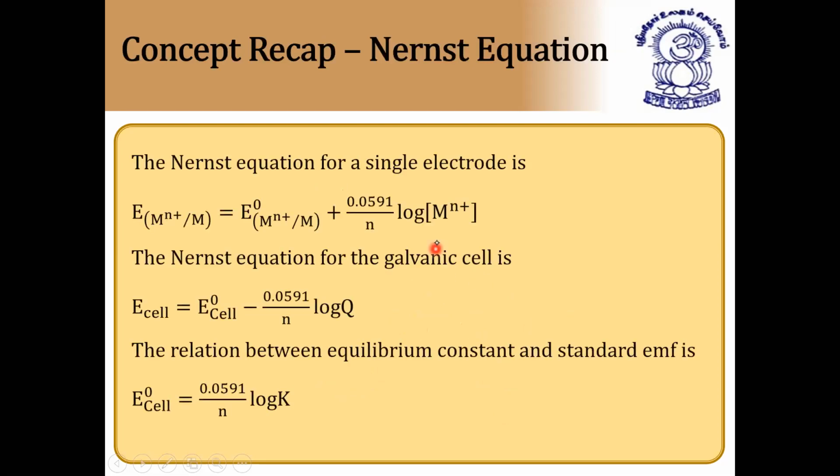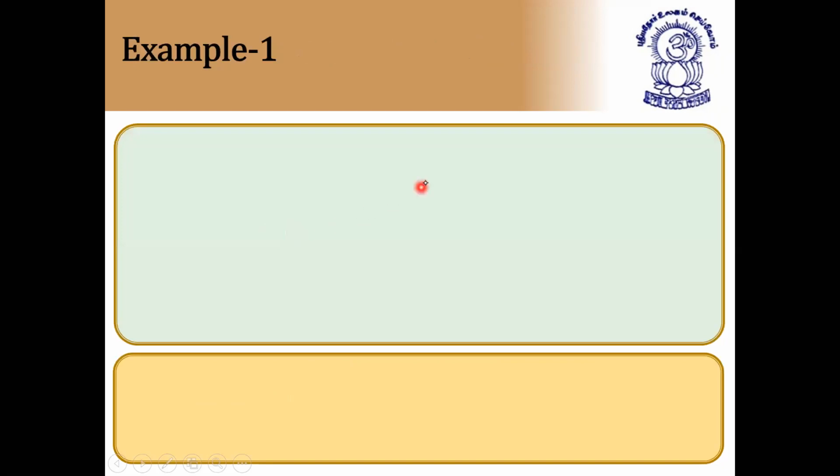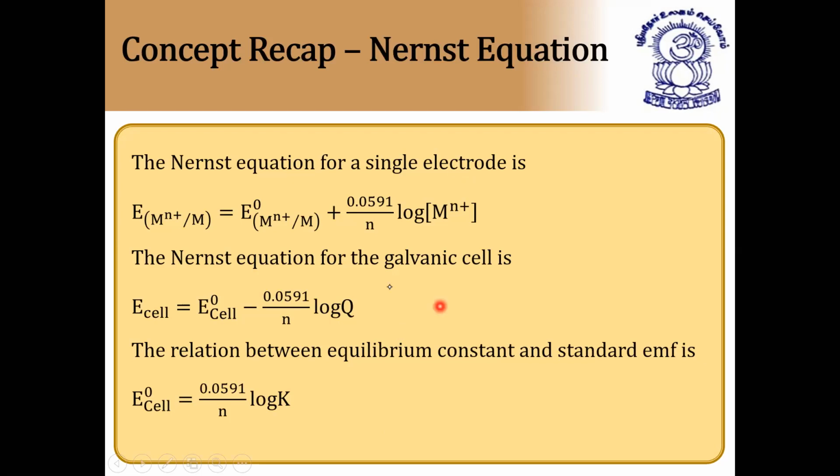Next, concept recap. What is the Nernst equation? In the previous lecture we have discussed it. For a single electrode, the Nernst equation is very, very important. Note it down. E of Mn plus to M is equal to E degree of Mn plus to M plus 0.059 by n into log of concentration of Mn plus. This is the equation for finding the Nernst equation of a single electrode. For a single electrode, we have to use this formula. This formula is very important.